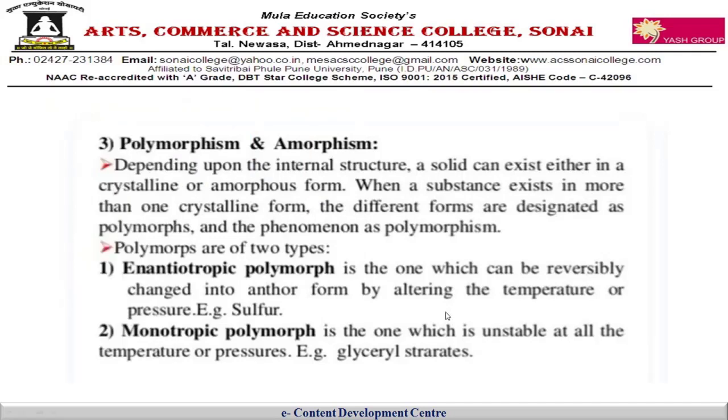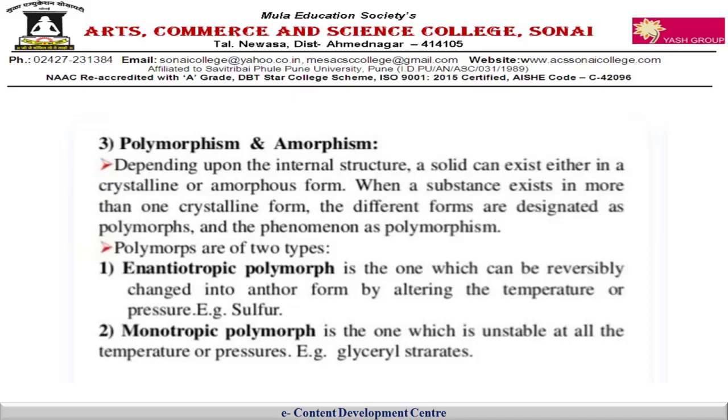So third factors, polymorphism and amorphism. First point, depending upon the internal structures, a solid can exist either in a crystalline or amorphous form. When a substance exists in more than one crystalline form, the solid forms are designated as polymorphs, and the phenomenon is polymorphism.